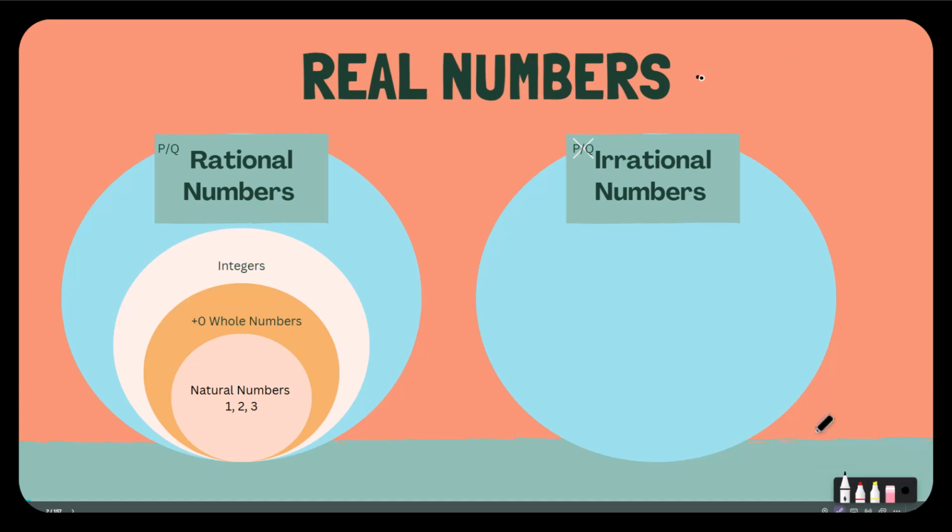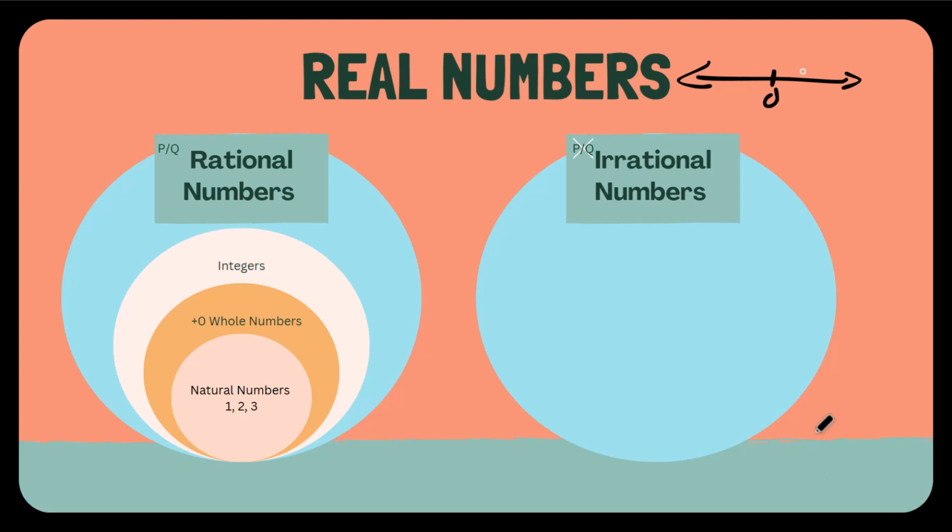So every point on this number line, we have a number line 0, 1, 2 and so on, right? Similarly, we have -1, -2 and so on. So every number on this number line is a real number. Okay, those numbers that can be represented on a number line are called real numbers.